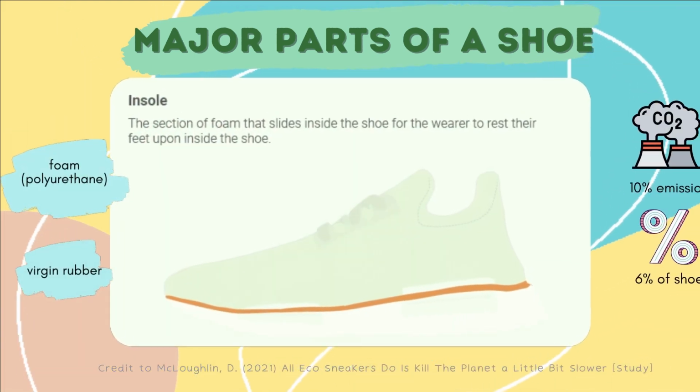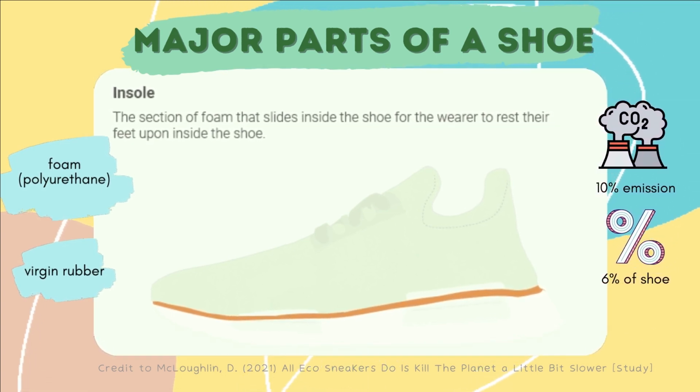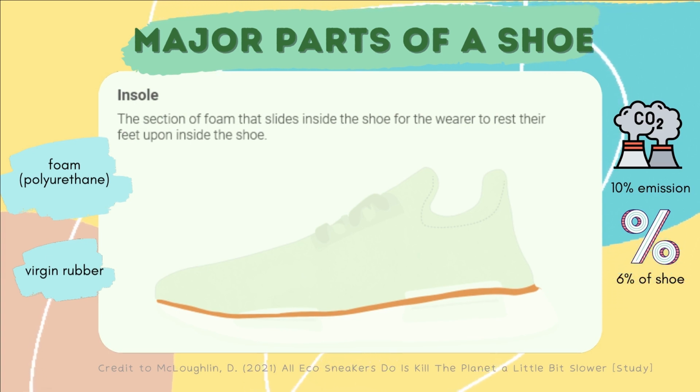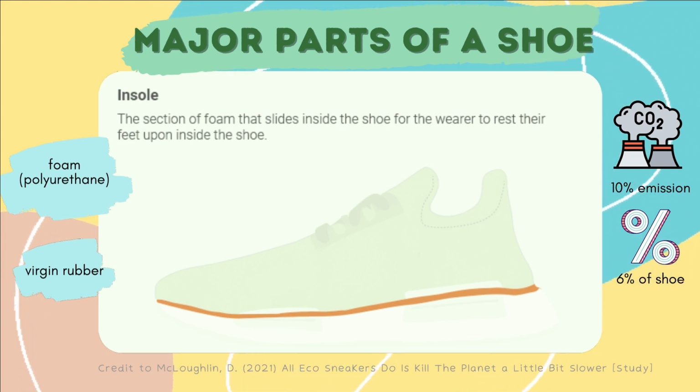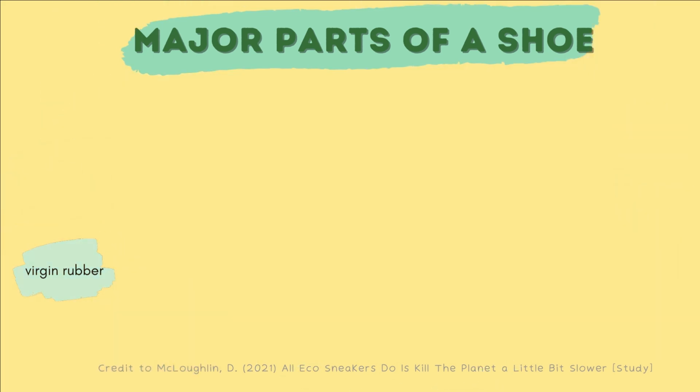Next is the insole part. This is a section of foam inside the shoe that comes in contact with your bare feet or socks. They are usually made up of foam such as polyurethane and virgin rubber. They cover about 6% of the shoe and contribute to 10% of carbon emission.